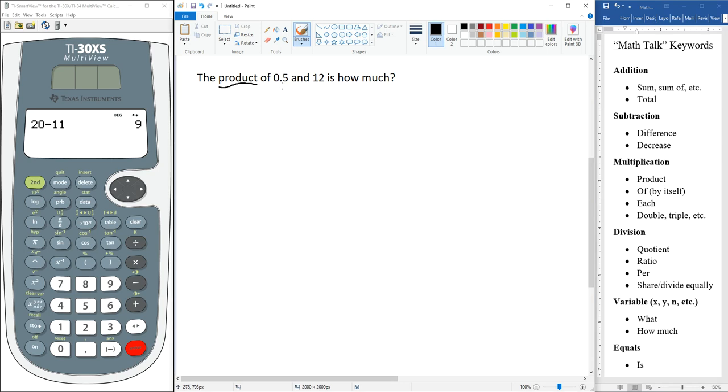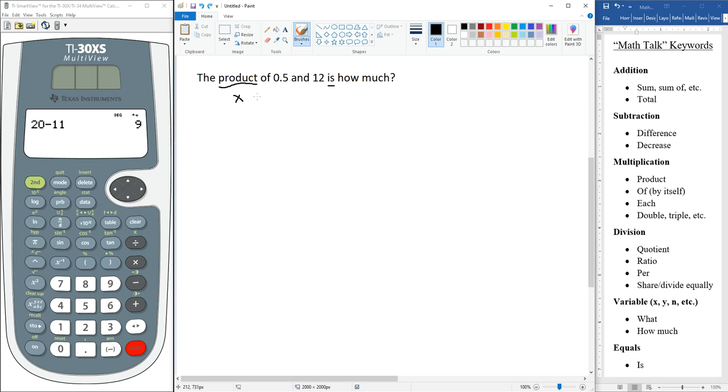Is means equals. So let's put in our multiplication sign. We can either use a regular multiplication sign, or we can use a dot. I like using a dot because it's a heck of a lot less confusing, especially if we have x as a variable.